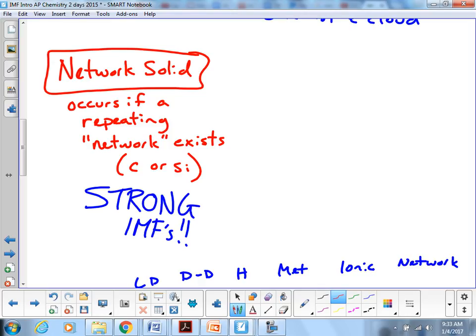These are really strong. Diamond is a network solid. It just repeats carbon over and over and over again. It never stops. There's no beginning or end. It's not nice and tidy.